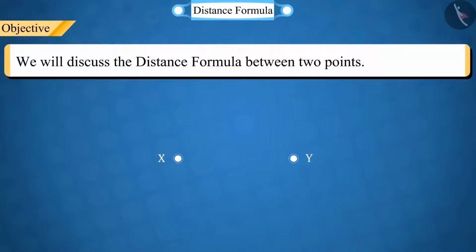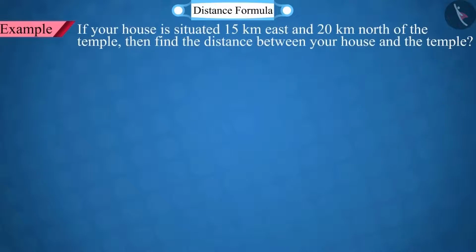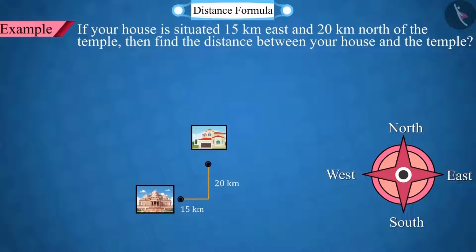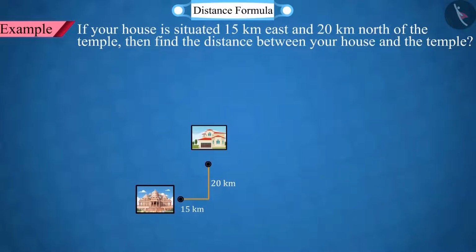Today, in this video, we will discuss distance formula between 2 points. If you are told that your house is located 15 kilometers east and 20 kilometers north from the temple, then can you find the distance from the temple to the house?